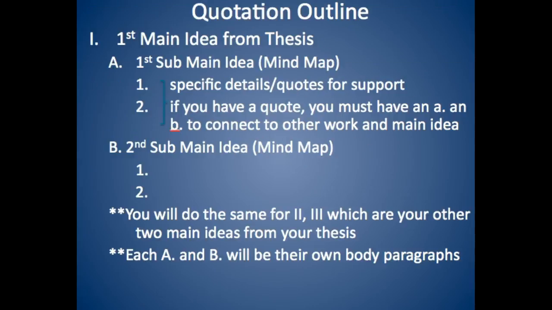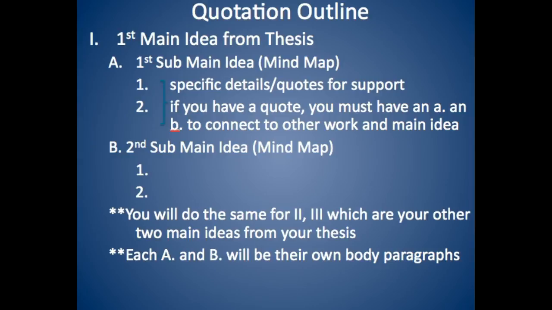So you have your Roman numeral 1, your first main idea from your thesis. Then, when you did your mind map, you broke that up into two different sub-main ideas. All right, and each one of those will be its own paragraph. So then your 1 and your 2 underneath it will be specific details or quotes for support. If you have a quote, we're going to talk about that. You'll have a little A and B underneath to connect to the other work in the main idea.